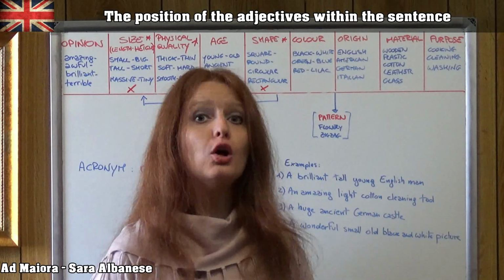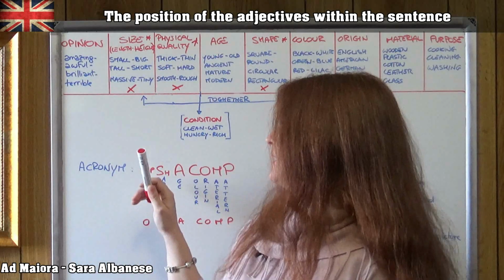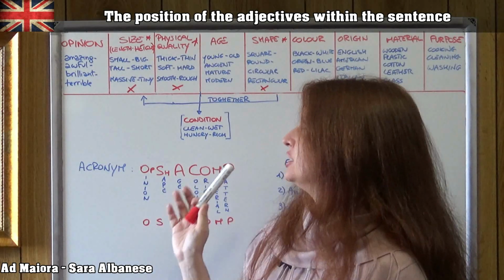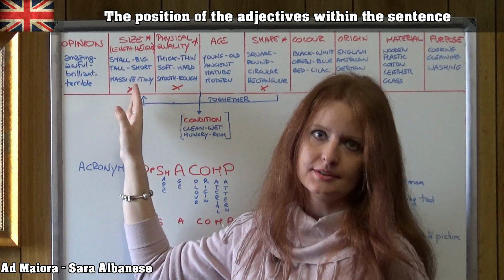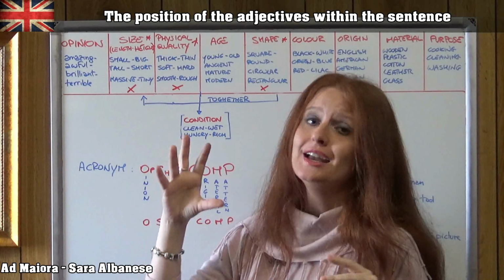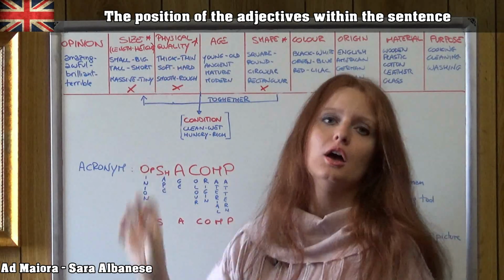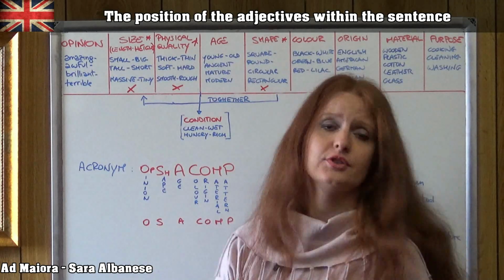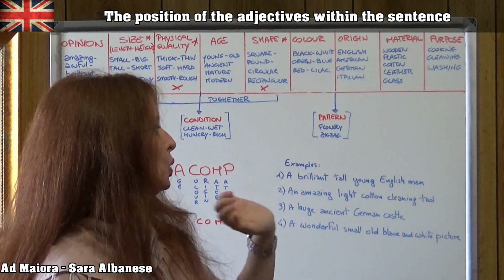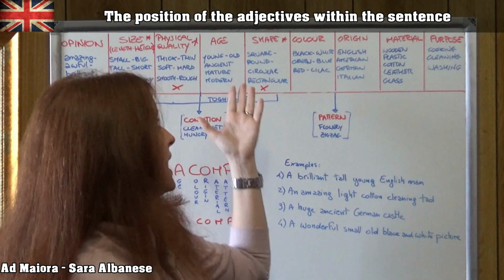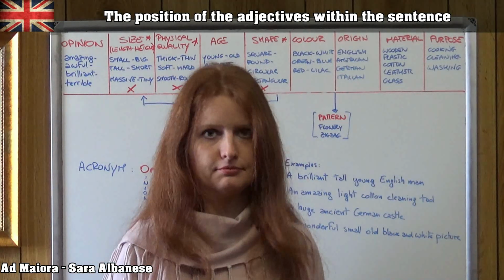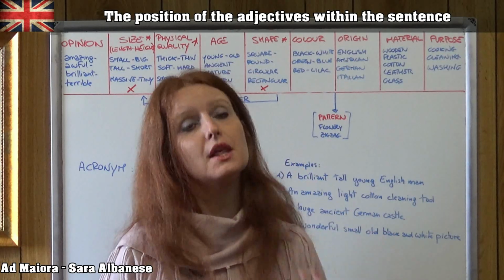Then tall is obviously, in this case, an SH, so it's a shape. In the extended version, tall should be size, second position anyway, but in the shortened version, we can say so, it's shape, because shape also includes size and physical quality. It's second position anyway. So, brilliant, tall, young, it's obviously age, and English, it's about origin. Okay, so there is no other possibility.